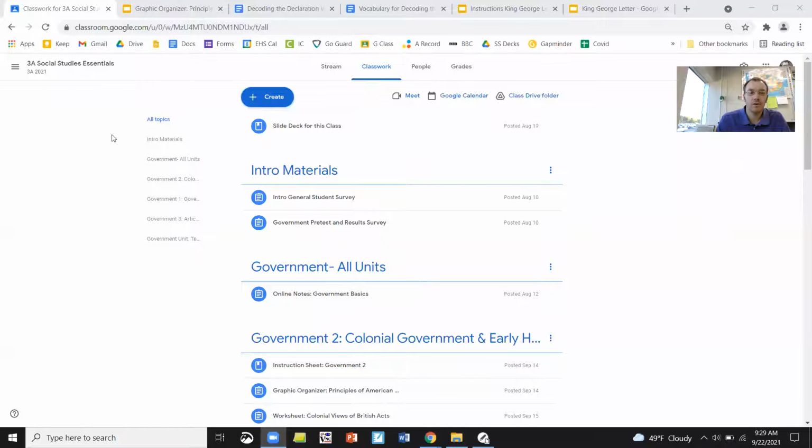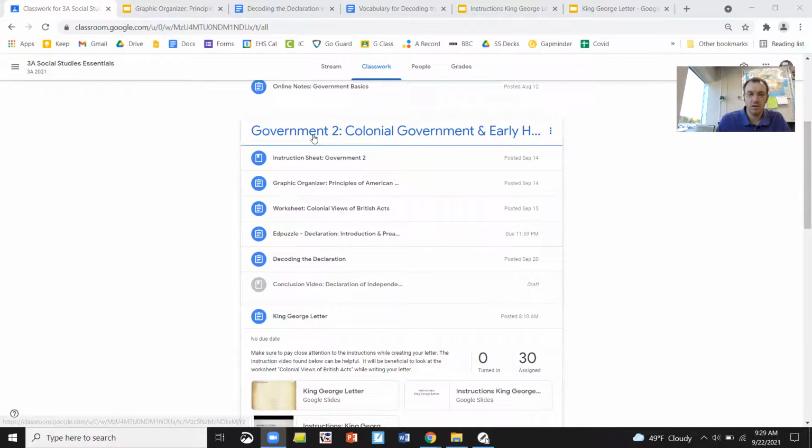Okay, so to begin, everything we're doing is in Google Classroom, except for one little activity that we've already done. So we're in the Government 2 section. The only thing that will be graded from this in the end is going to be the King George letter. Everything else we do either individually and together. We look at it together to prep for that King George letter.